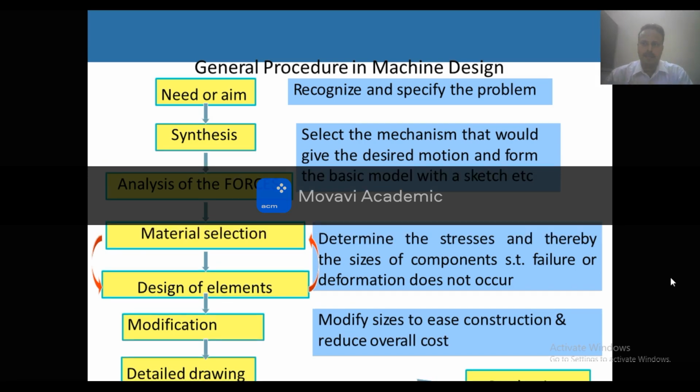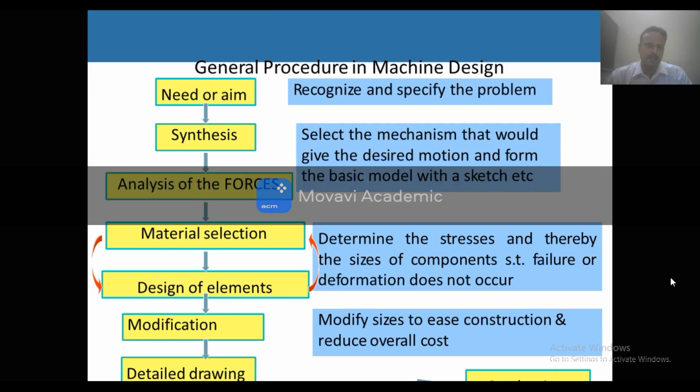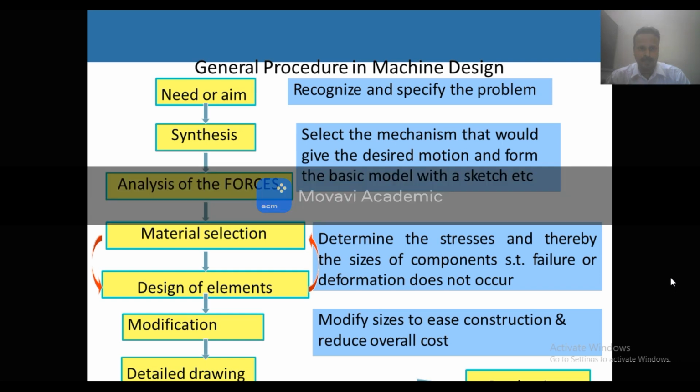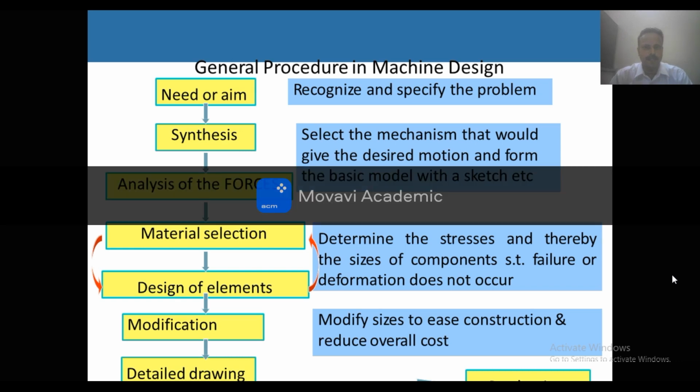Now let us see what is the general procedure in machine design. The general procedure says that we need to have an aim or there should be a need, depending upon which we decide what to design. So before designing any component or a product, it has to be associated with a need.